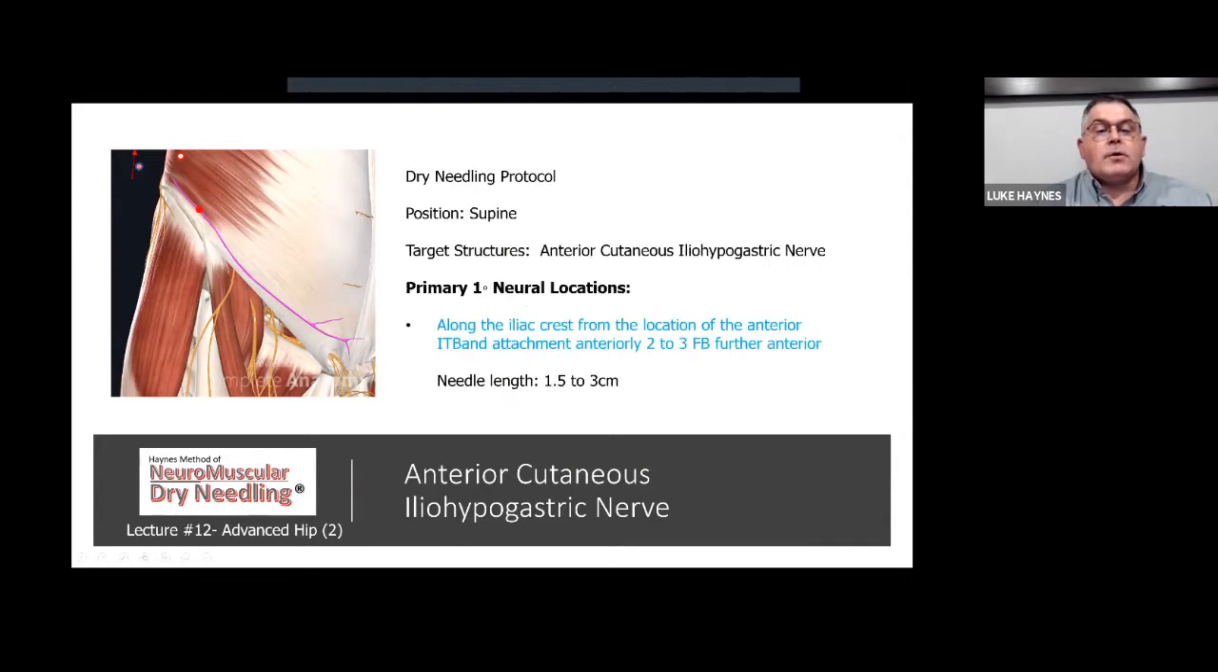Our primary neurolocation is going to be along the iliac crest. From the location of the anterior IT band attachment, we're going to come anterior 2 to 3 finger breadths further anterior. So another way of thinking of that, TFL is rising up as we follow it up to the iliac crest. We can come 2 to 3 finger breadths anterior. We can also come to the ASIS and take a similar 2 to 3 finger breadths posterior from that, again along that superior to the iliac crest.